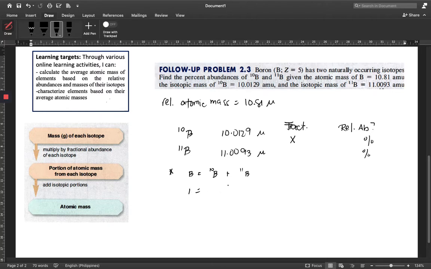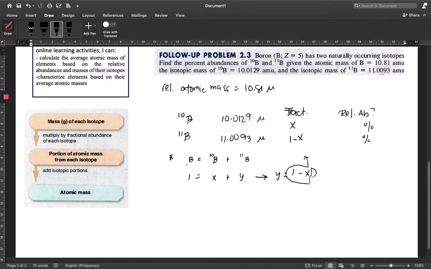Let's say, in terms of fractional abundance, we assign boron 10 as our x, and therefore boron 11 is our y. We do not know these values. Therefore, we can say that y is equal to 1 minus x. So in the designation for fractional abundances, we can place 1 minus x here.